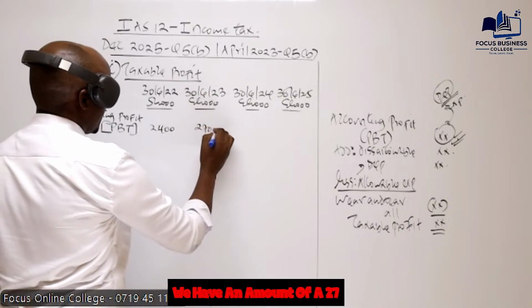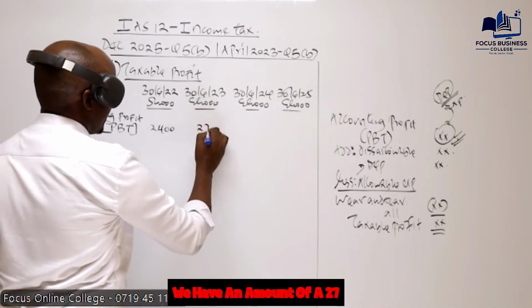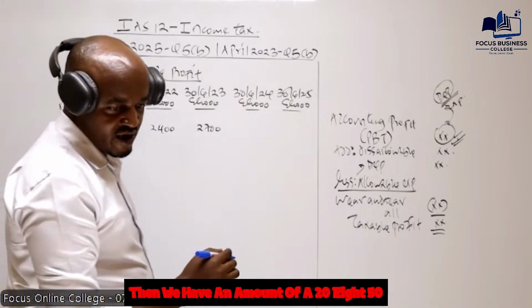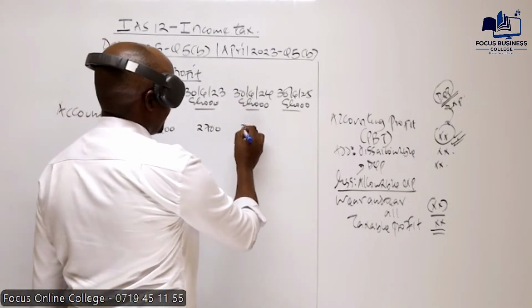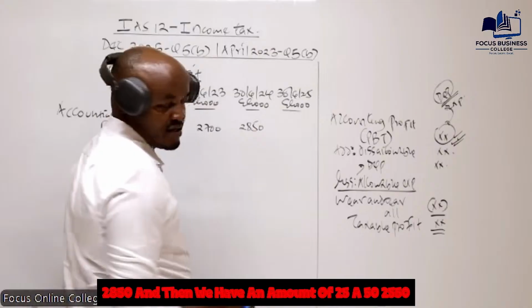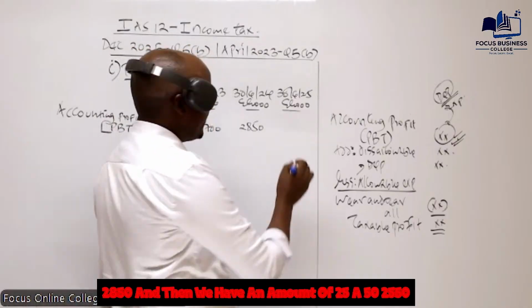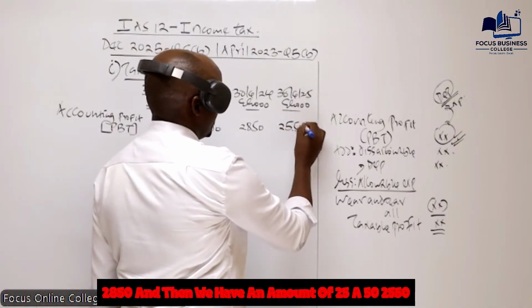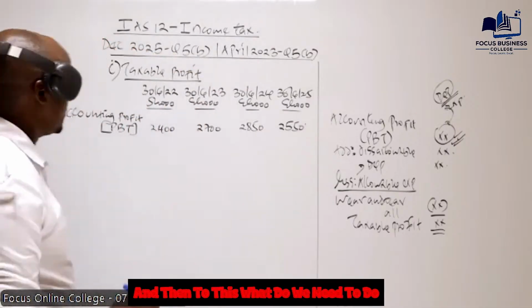Amount of 27. Then we have an amount of 2850. And then we have an amount of 2550. And then to this, what do we need to do?